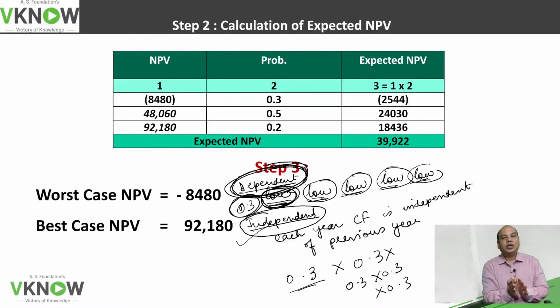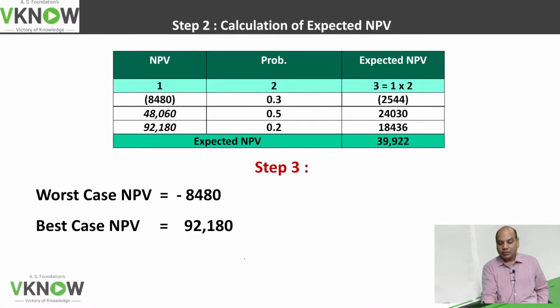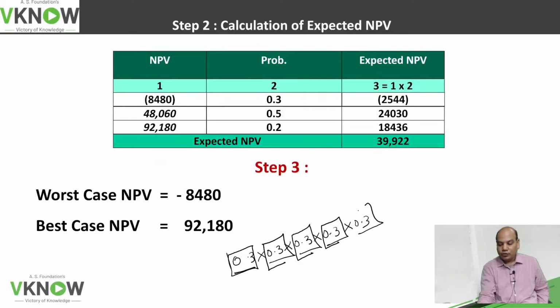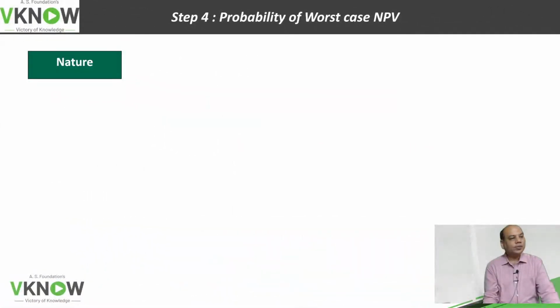And for independent, each year is independent. So if each year is independent, I will have to apply joint probability concept. What is the possibility of getting low in first year and low in second year and low in third year and low in fourth year and low in the fifth year? That is the meaning of finding the probability when cash flows are independent over time. So I am going to write this answer nicely for you. Write down step number 4, probability of worst case NPV.